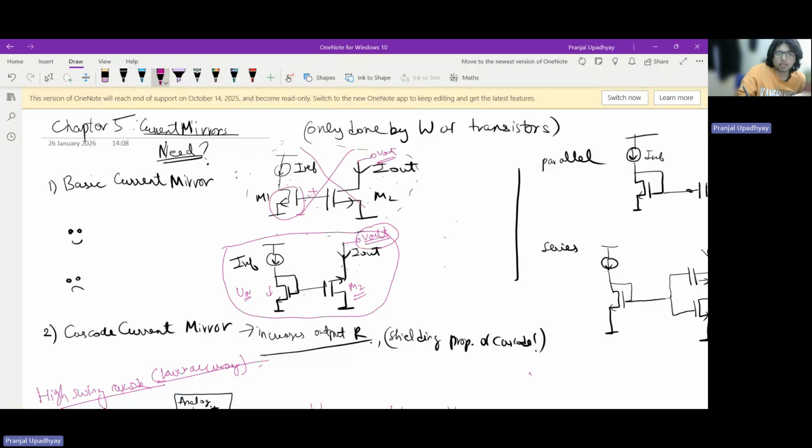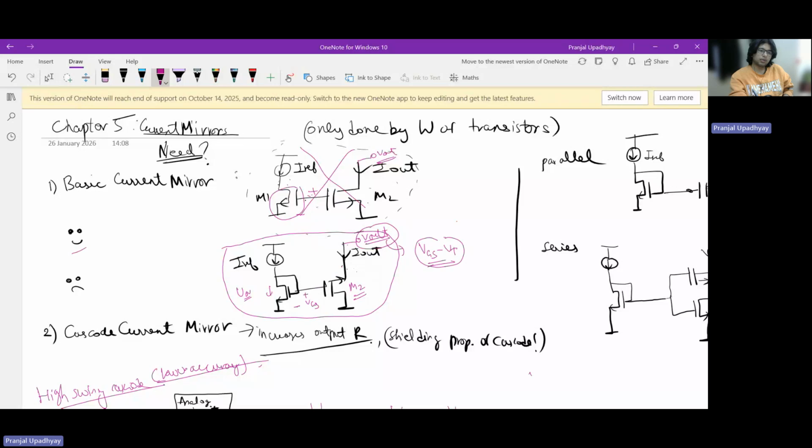So if I'm saying that for IREF there is a voltage drop of VGS, we now know that the minimum voltage which should be present at VOUT is equal to what? It is VGS minus VT, which is quite a very small value. So we can say that the lower swing limit of VOUT is quite low, which is a good sign, right?